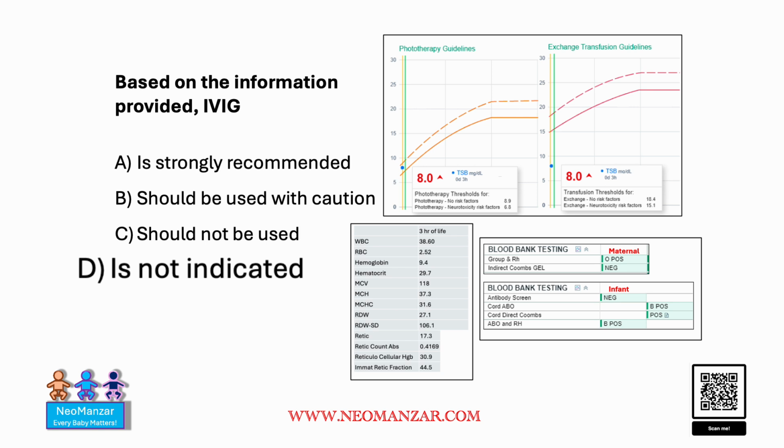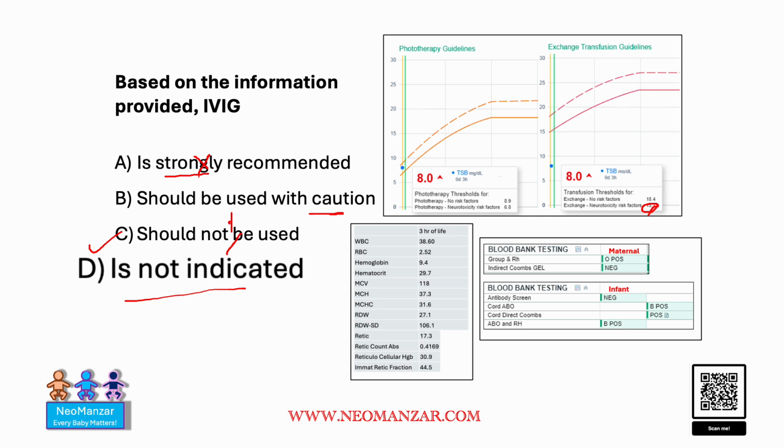So again, why is A wrong? "Strongly" is too strong a word, so that's why it's not strongly recommended. It should be used with caution. That is possible, but again, looking at the bilirubin and the way it's still 7 milligram from exchange, we should not use it. So since it should not be used, that again cancels B and C. So D is the right choice here.